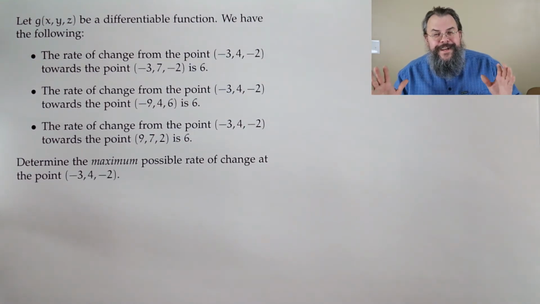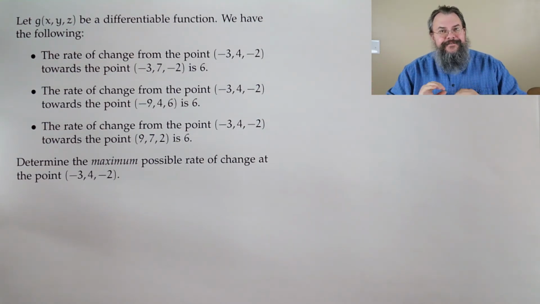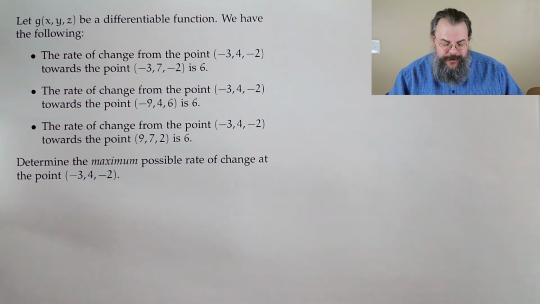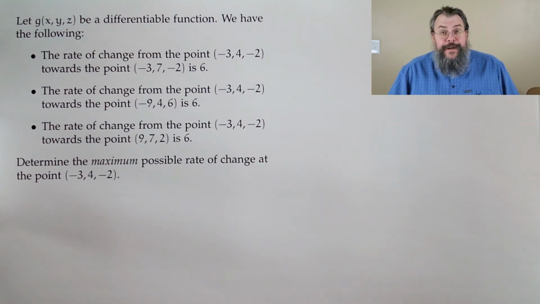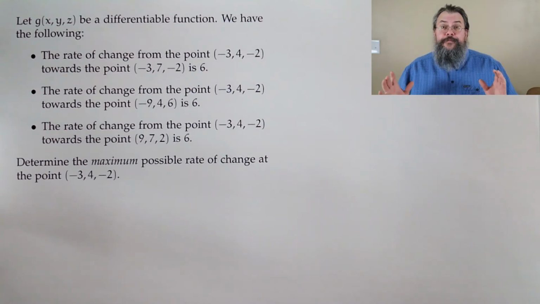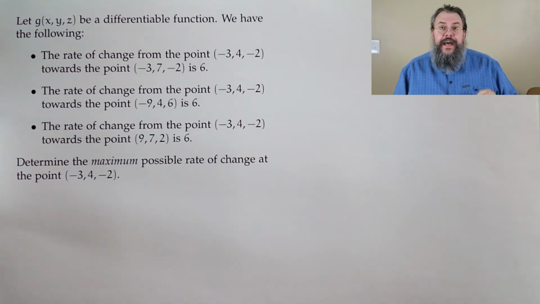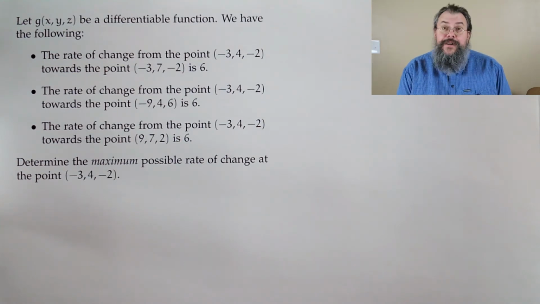Now, I don't want you to get nervous like, oh my gosh, 6, 6, 6. There's nothing weird going on. This is not a crazy, evil problem. It's actually a beautiful problem, because what are we going to do? We're going to use that information to determine the maximum possible rate of change at the point minus 3, 4, and minus 2.